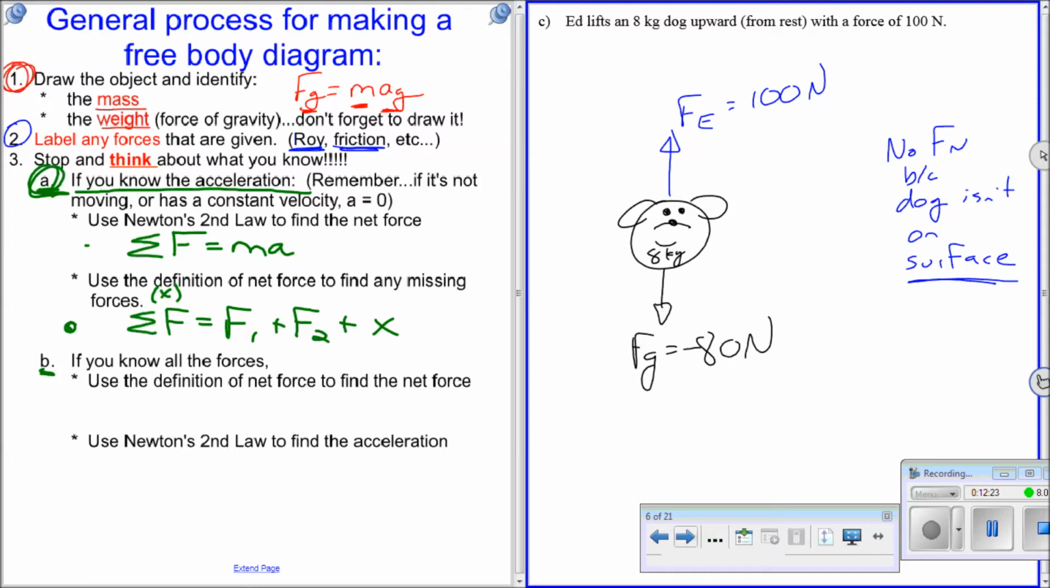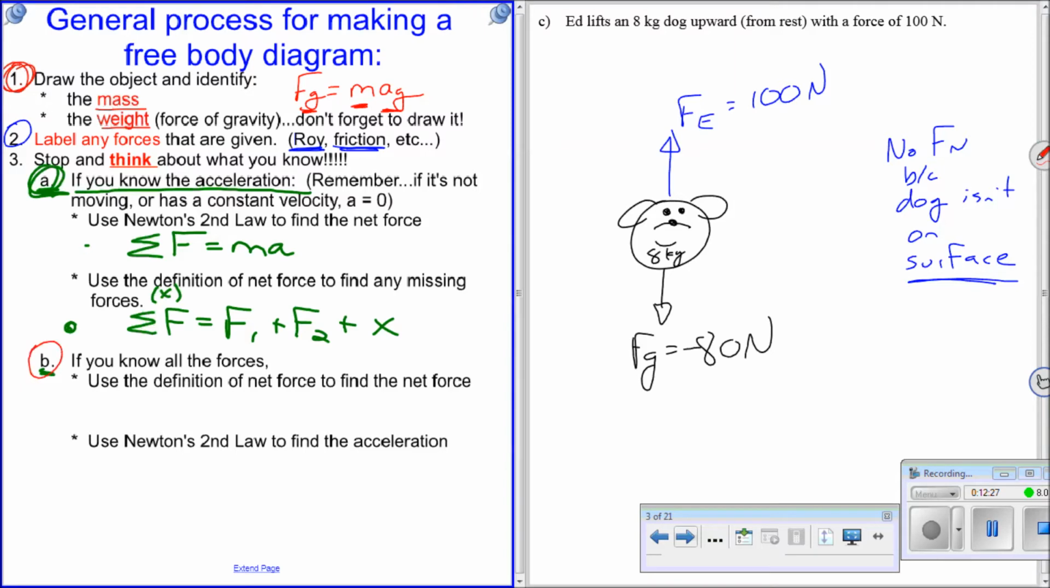Okay, so these are actually the easy ones. This is one of these examples, B over here, where you know all of the forces, right? So this time we're going to use the definition of net force to find the net force. I can find my net force by just adding up all of my forces, however many of them there are. And once I know my net force, I can find my acceleration by using Newton's second law. So that's exactly what I'm going to do over here.